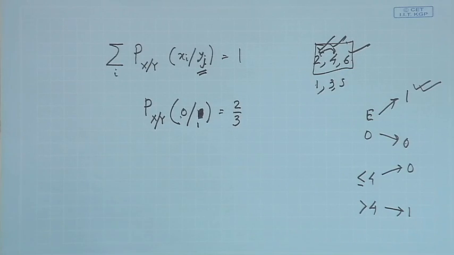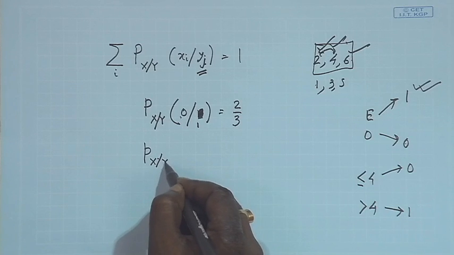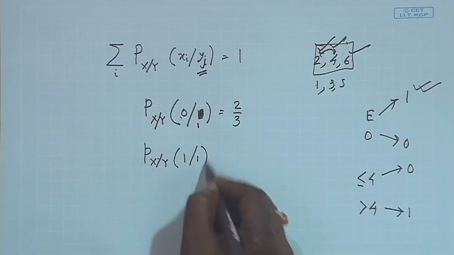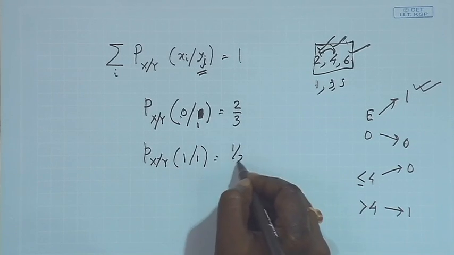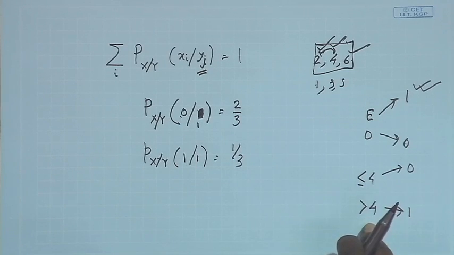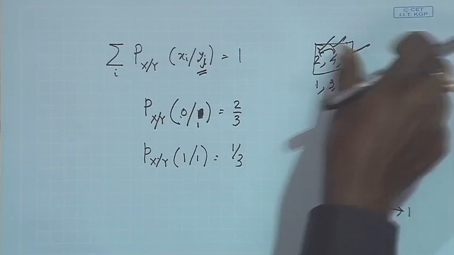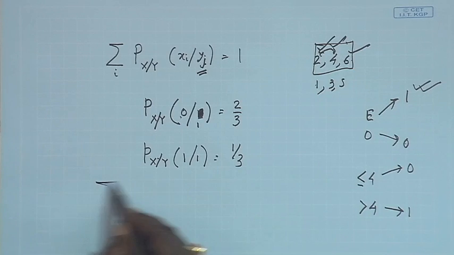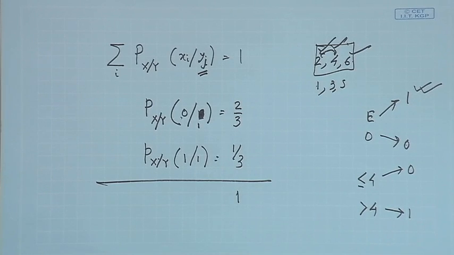Because 2 are favorable and overall the possibilities are 3. Similarly, p(x|y), if I wish to calculate for 1, that must be 1 by 3, because 1 means this is greater than 4. There is only one favorable case out of 3. So, that must be 1 by 3. If you sum them, that should give you 1.